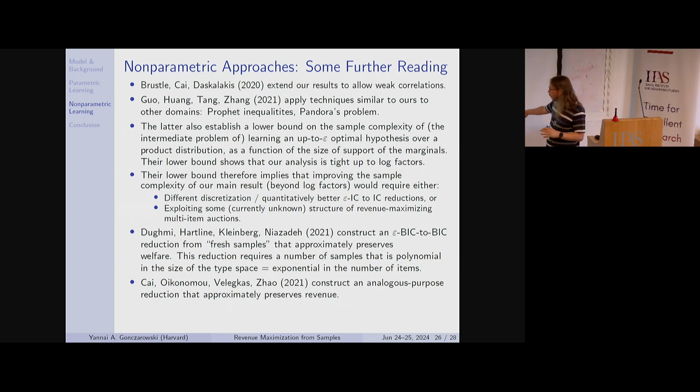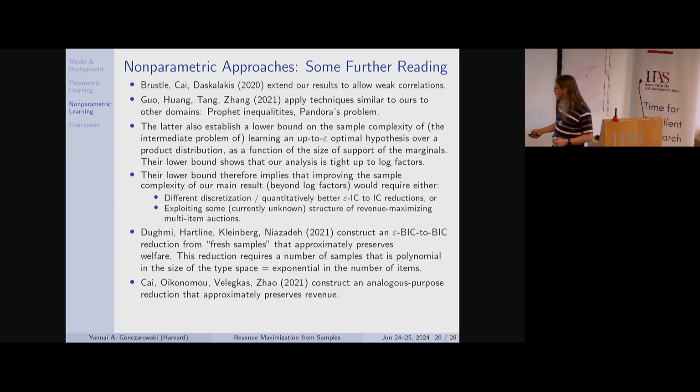It's beautiful. They do this using Bernoulli factories. Whoever here is into probability, it's really a beautiful paper. This is the journal version. The original was STOC '17, I believe. They do this in order to preserve welfare between epsilon BIC and BIC. There's a follow-up that has a similar reduction, with a similar purpose, fresh samples, et cetera, that approximately preserves revenue, which is what we need here.